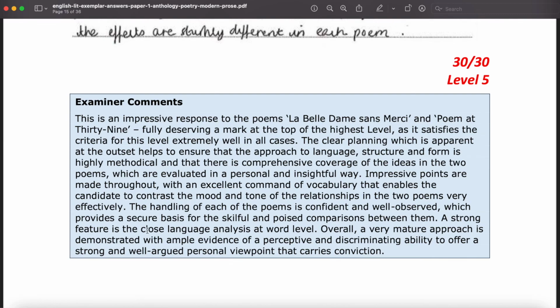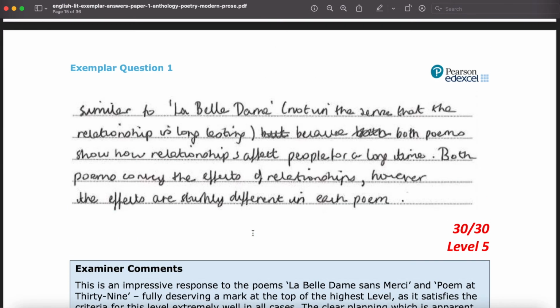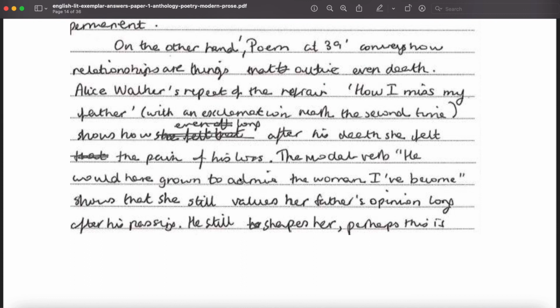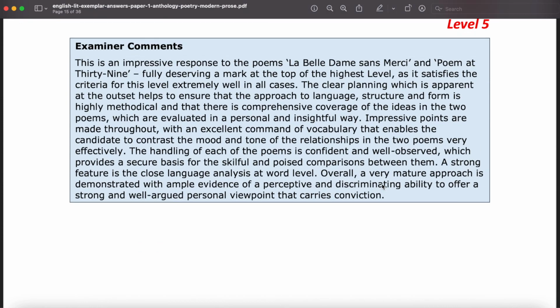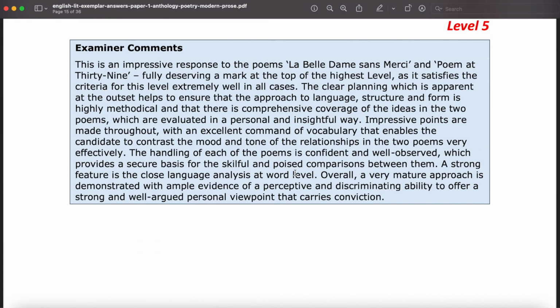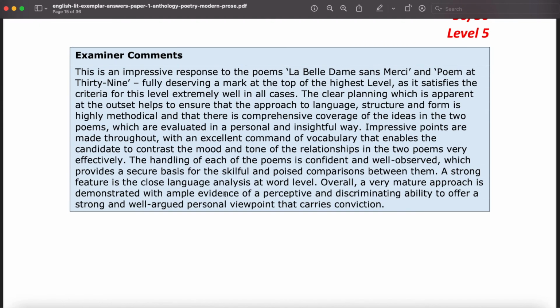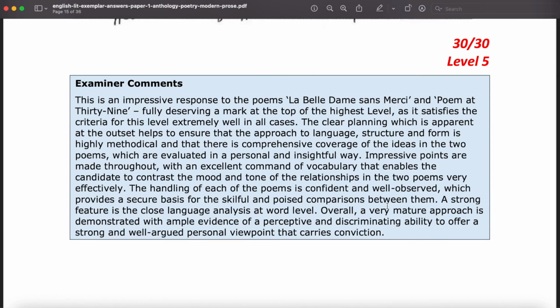A strong feature is the close language analysis at word level, how the student described about the lily, about loitering, about the use of the modal verb, which was over here. He would have grown to admire the woman I've become. So this is close language analysis at word level. Overall, a very mature approach is demonstrated with ample evidence of perceptive and discriminating ability to offer a strong and well-argued personal viewpoint that carries conviction. So that is why the student got 30 out of 30.